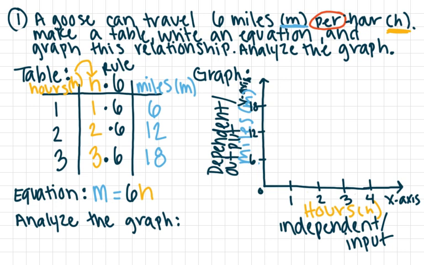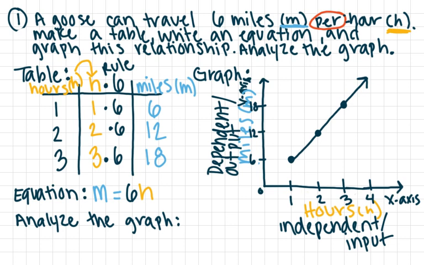All right, so I'm going to plot these points. My first one is over 1 and then up 6, so right there. My next one is over 2, up 12, over 3, up to 18. Then remember, we want to connect those dots and add an arrow on the end, because if my graph was bigger, my line would continue to increase at that same rate. And so there is my graph.